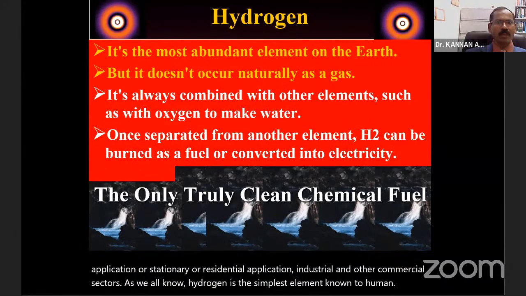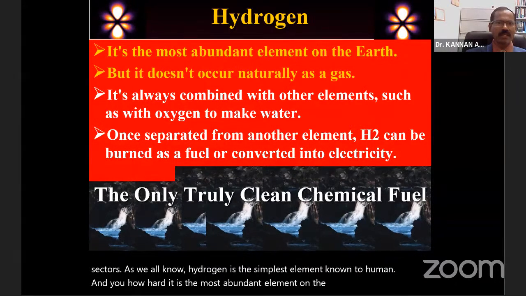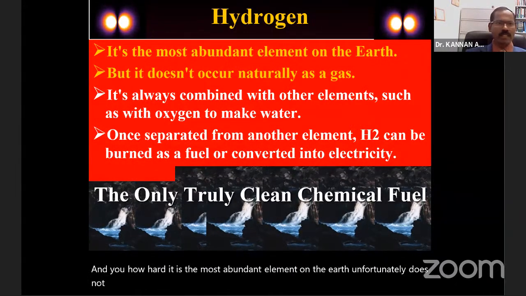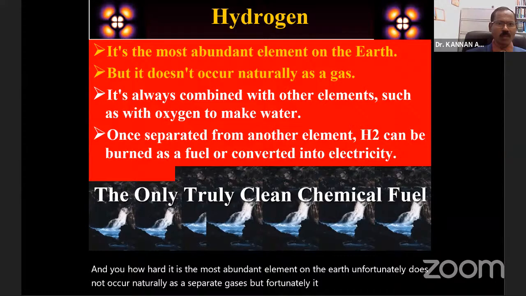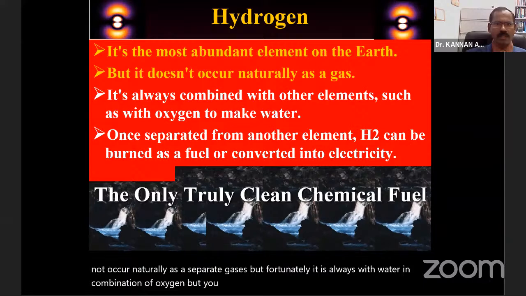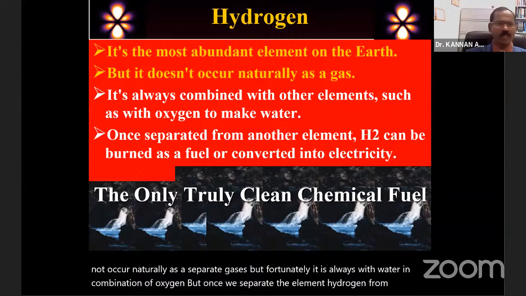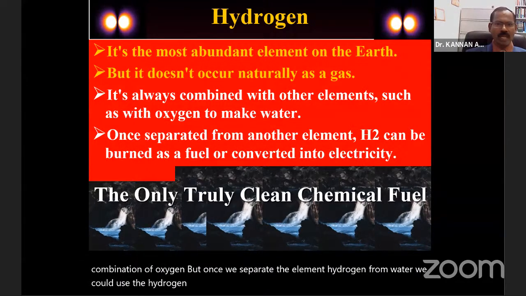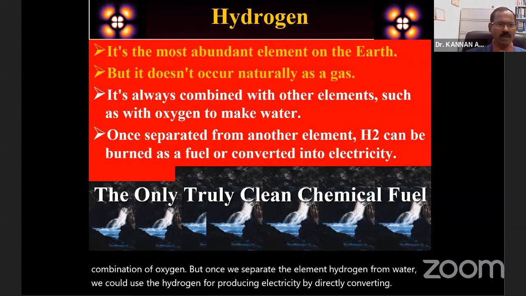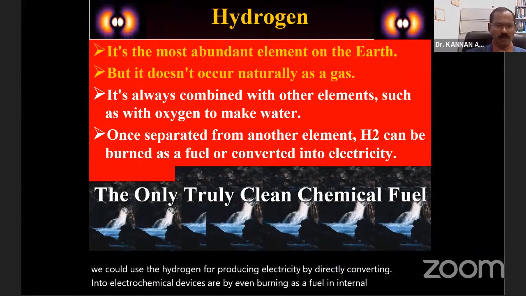And even though hydrogen is the most abundant element on the earth, unfortunately, it does not occur naturally as a separate gas. But fortunately, it is always with water in combination with oxygen. Once we separate the element of hydrogen from water, we could use the hydrogen for producing electricity by directly converting it in electrochemical devices, or even by burning it as a fuel in internal combustion engines and other sources.